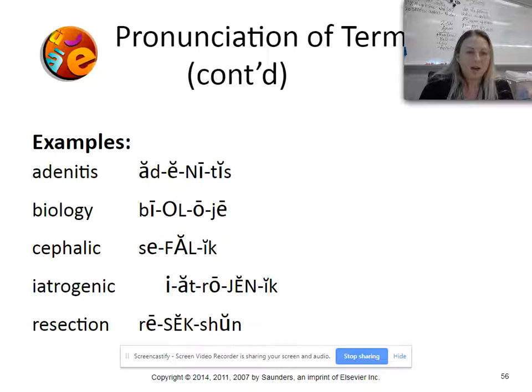Adenitis, biology, cephalic, iatrogenic. Say that 3 times fast. Iatrogenic, resection. Now you should be able to hit reverse 10 seconds on here. If you're worried about how you're saying things, please repeat it after I say it. And you can always go back 10 seconds at a time and review them again. So adenitis, biology, cephalic, iatrogenic, and resection.